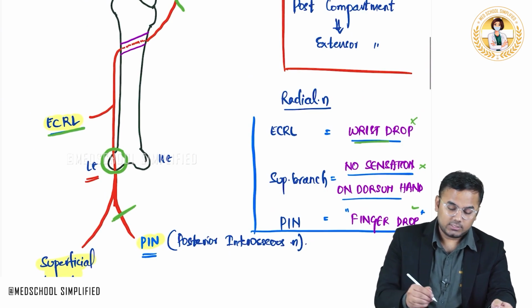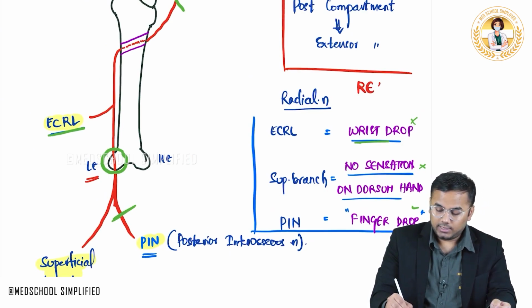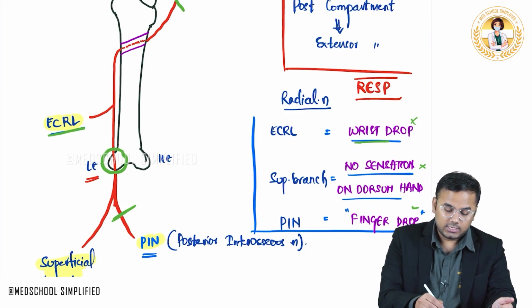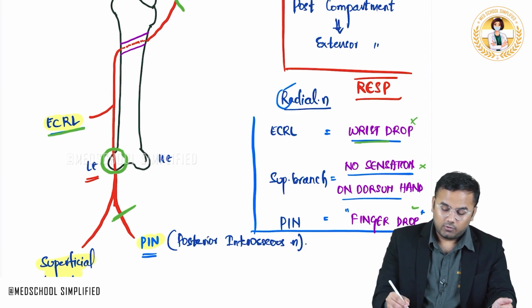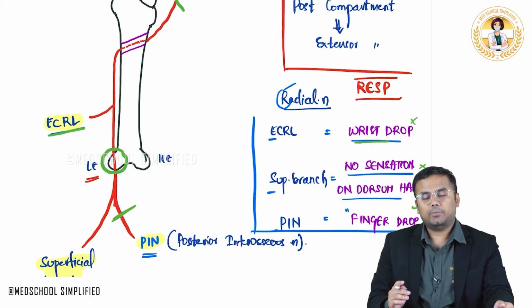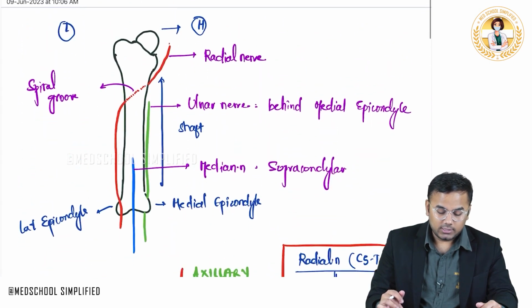And how do you remember this? Remember by a mnemonic REST. What does R stand for? R stands for radial, E stands for ECRL, S and T stand for superficial branch and posterior interosseous nerve. Okay, so these are all the details.